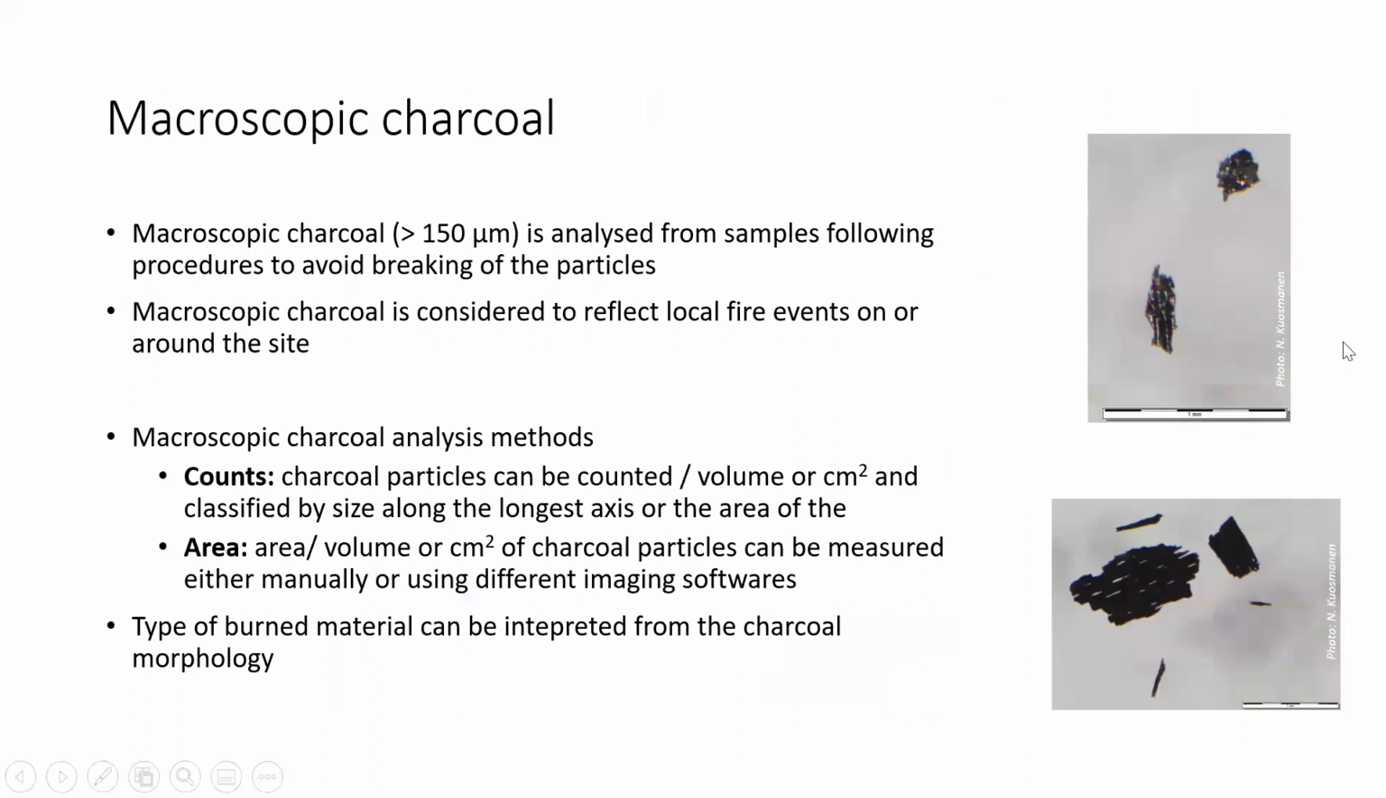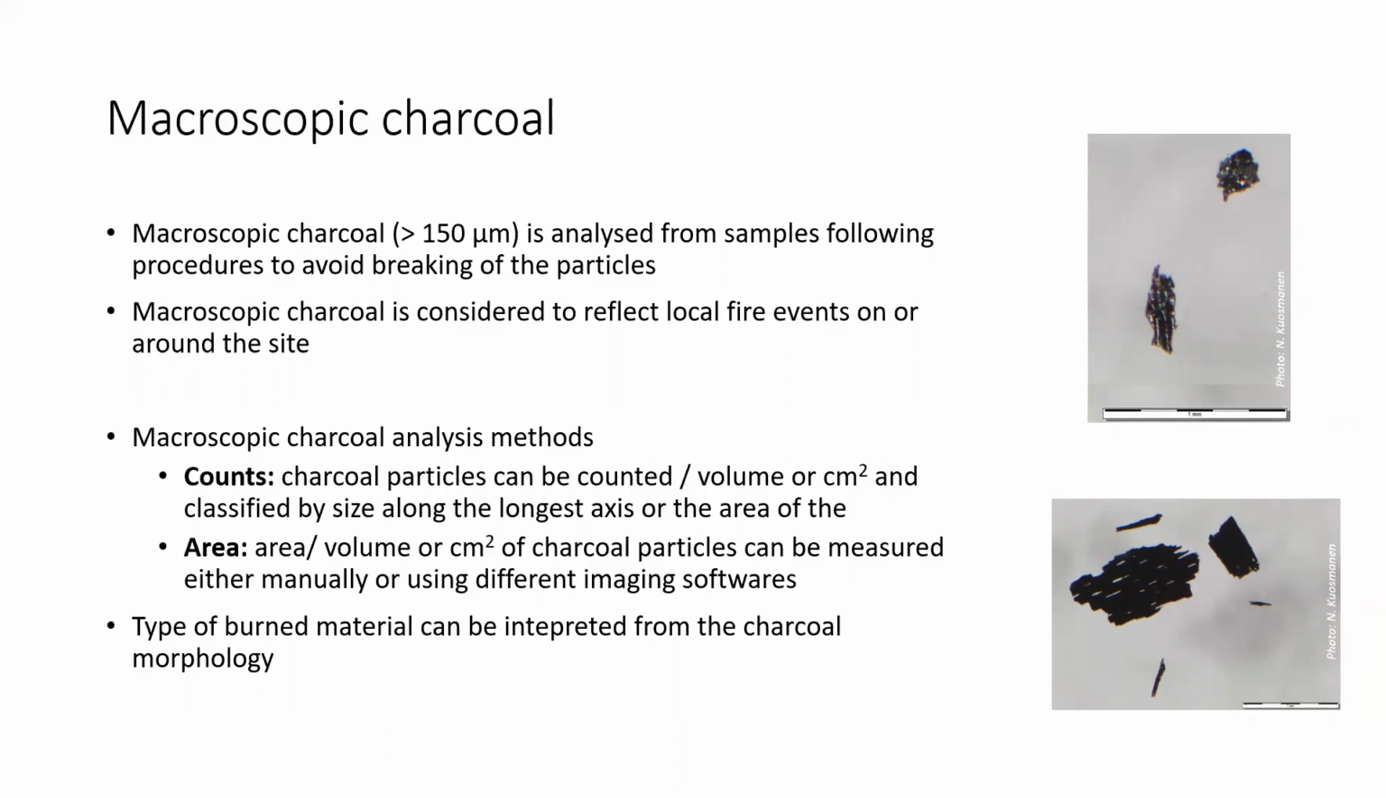Then macroscopic charcoal, so basically bigger than 150 microns. And usually the samples for macroscopic analysis are prepared carefully so that the charcoal particles wouldn't break, and also usually sieved so that all the smaller material is sieved through, and then it's left with these macroscopic charcoals. And these macroscopic charcoals are considered to reflect local fire events and fire on or around the sample site.